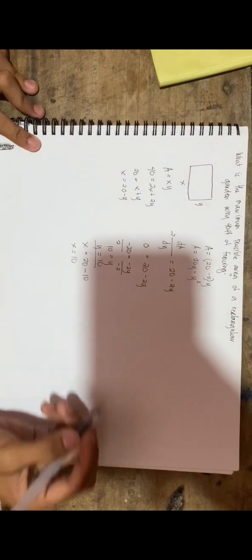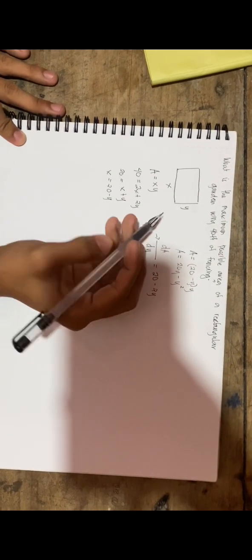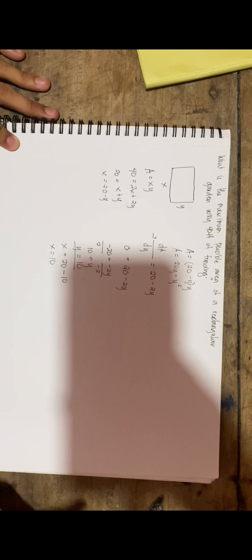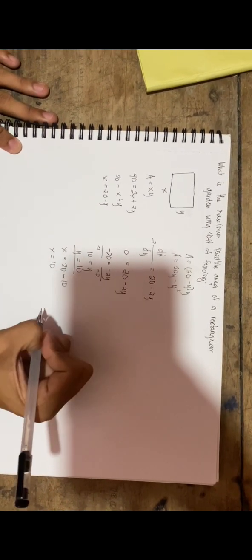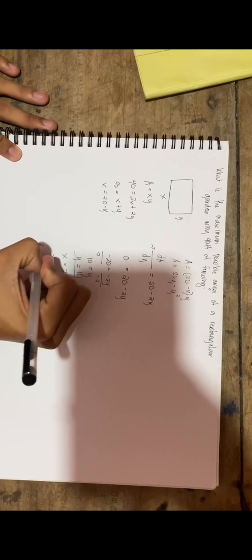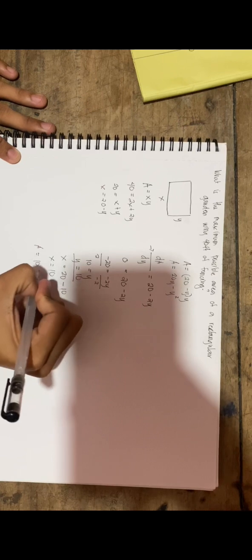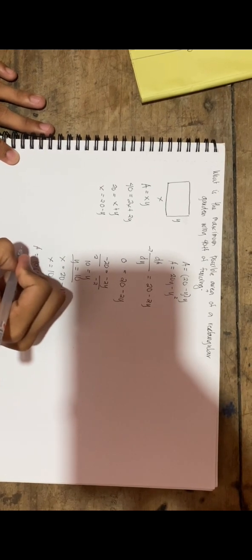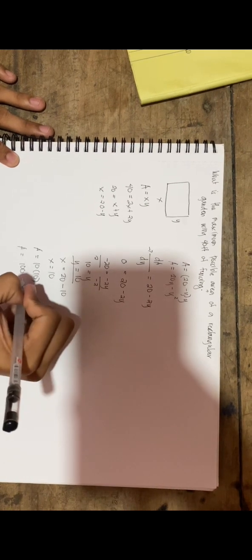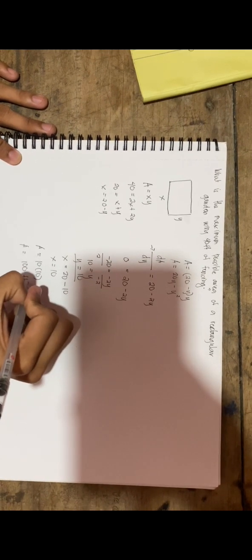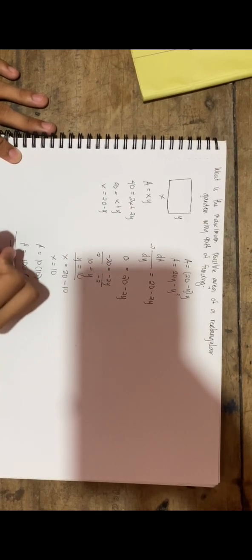Then let us get the maximum possible area for this rectangular garden. Let us just multiply x and y, which is 10 times 10, is equal to 100, and our unit for this would be feet squared. This would be our final answer.